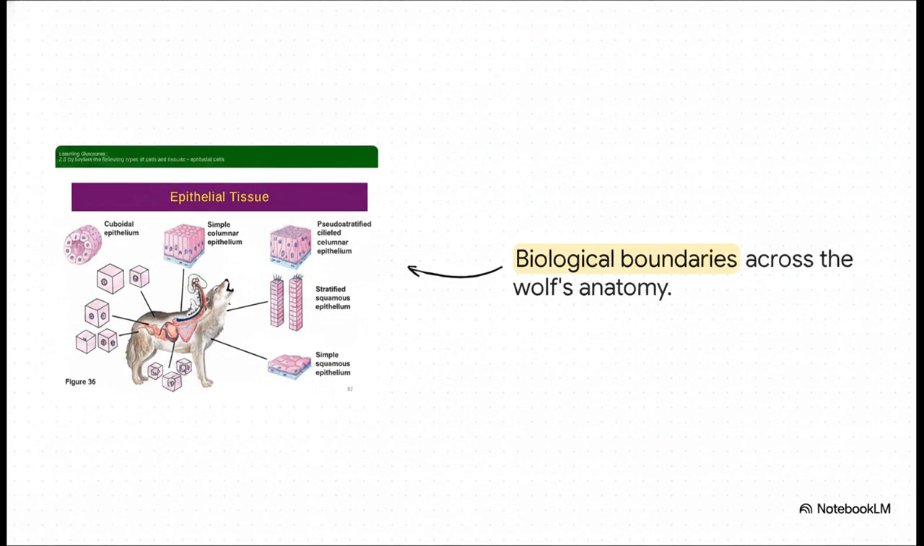And take a look at the simple columnar epithelium in the digestive tract. These are large brick-shaped cells. Sometimes they're equipped with tiny microvilli to massively increase the surface area for absorption. Or they might have sweeping cilia to push foreign particles out of places like your trachea.